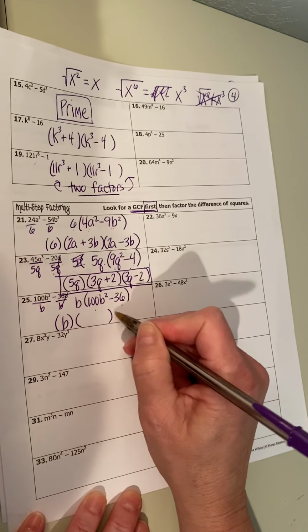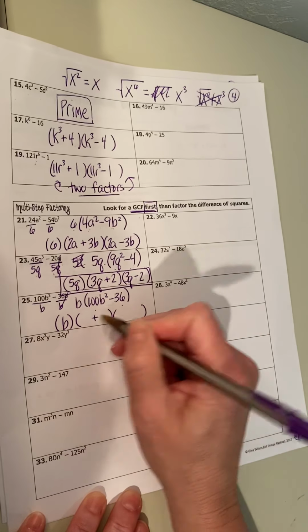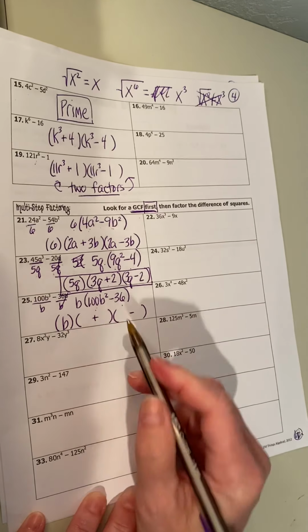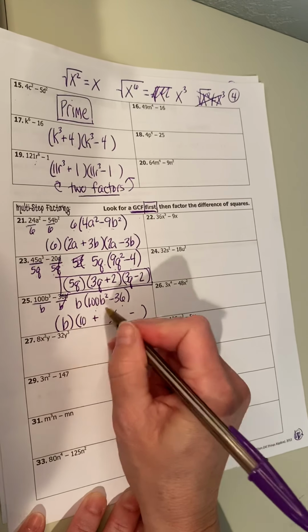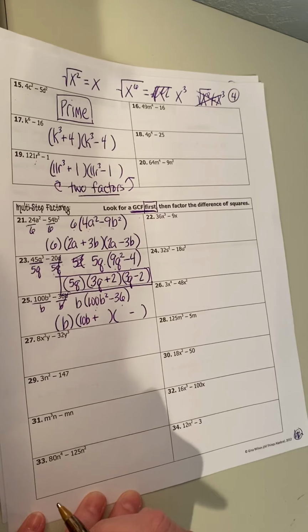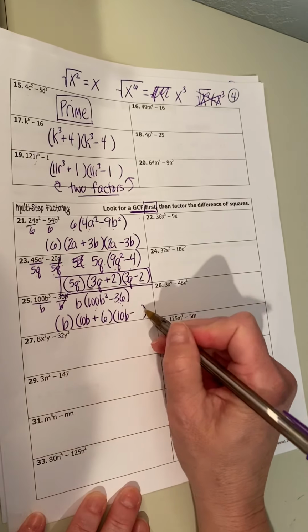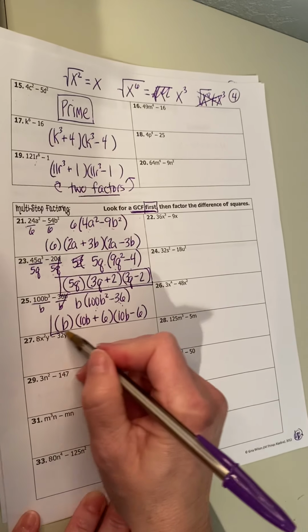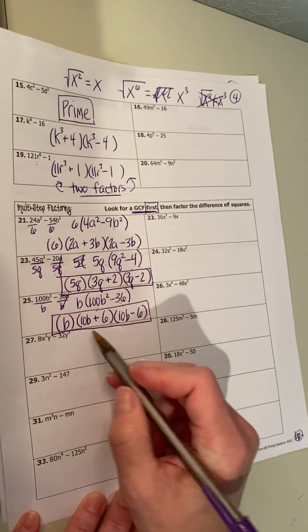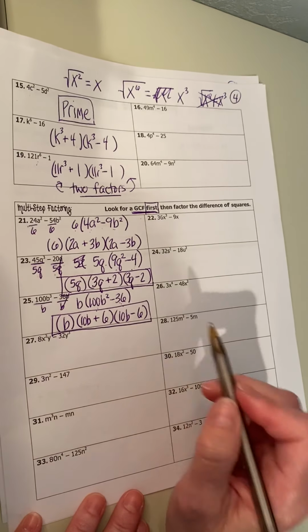Now I'll set it up with my plus and my minus. Square root of 100 is 10, and square root of b squared is b, so that's a 10b. 36, the square root is 6. So it's b times 10b plus 6 and 10b minus 6.